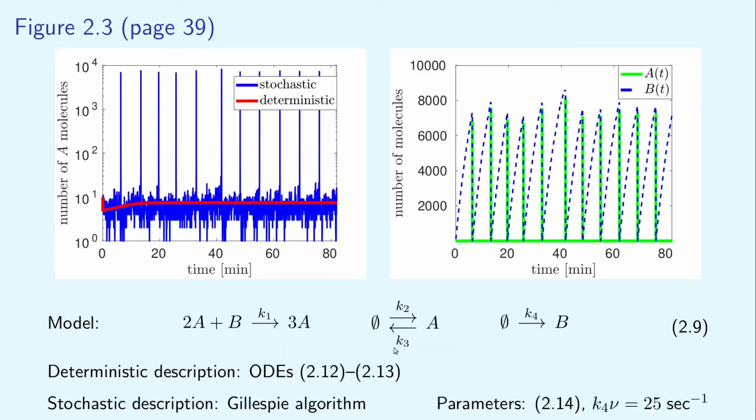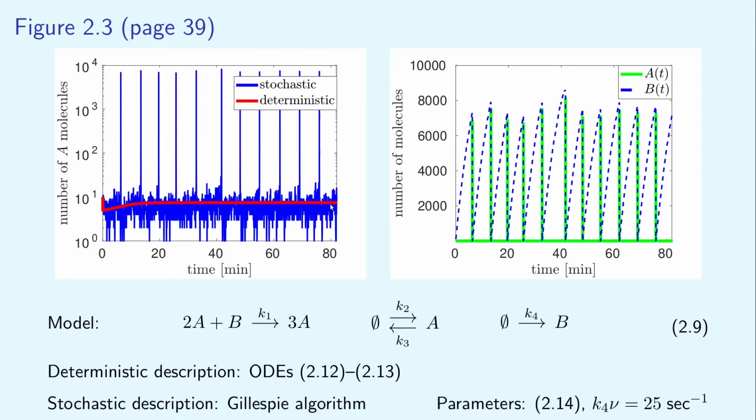Our first comparison is shown in figure 2.3 on page 39. In the left panel, we can see the time evolution of the number of molecules of A. I use the same initial condition for both deterministic and stochastic models, starting with 10 molecules of A and 10 molecules of B in the system at time 0. And I computed the time evolution of the system for 80 minutes, using the parameter values given in the lecture notes in equation 2.14. The red line is the solution of deterministic ODEs.